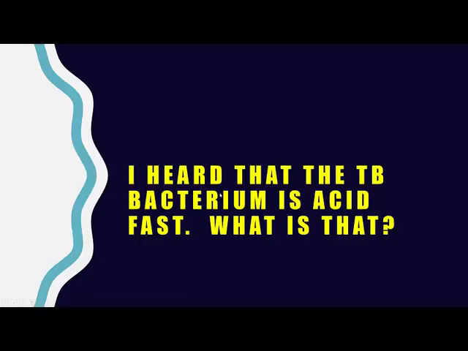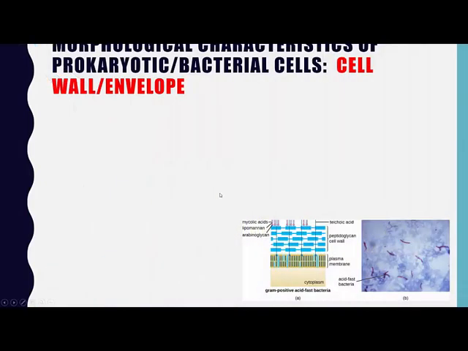All right. Now let's switch a little bit. We're still going to talk about cell envelopes, but somebody asked the question, hey, I heard that the TB bacterium is acid fast. What is that? I'm sure you all asked that question, right? Well, it's still about the bacterial cell wall and the envelope, so we'll continue with that. We're talking about the cell wall and cell envelope here. So there's another differential stain.